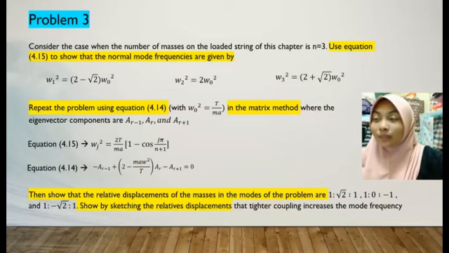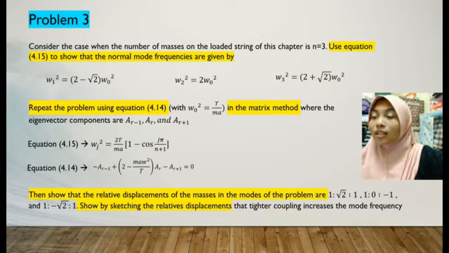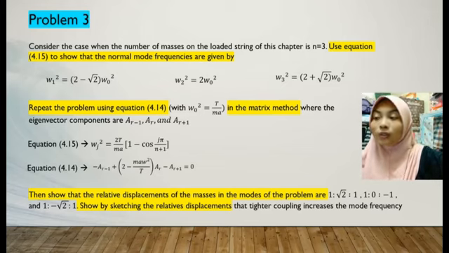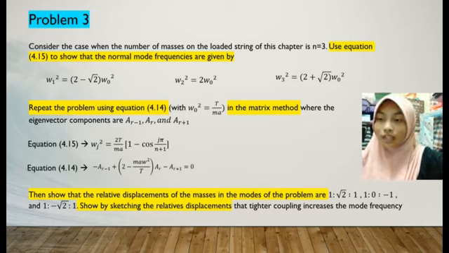I will discuss the problem related to the coupled oscillation of a loaded string. In this problem, let us consider the case when the number of masses on the loaded string of this chapter is n equal to 3. So use equation 4.15 to show that the normal mode frequencies are given by those three normal mode frequencies, and repeat the problem using equation 4.14 with the normal frequency and natural frequency in the matrix method, where the eigenvector components are a r minus 1, a r and a r plus 1.